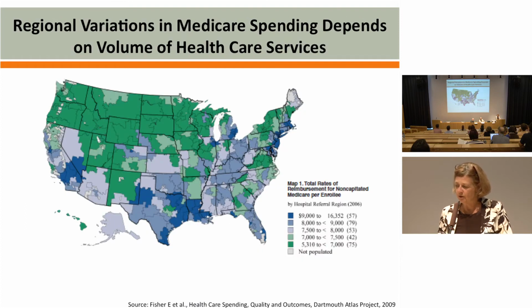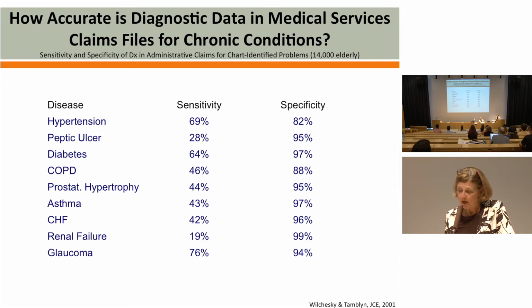And so I'll just give you a cook's tour of a few things that have been done here. So here's regional variation in volumes and costs in the US. And this is from the Dartmouth group, who was another pioneer in the area, basically using administrative databases to do this kind of work. That's really counting services.